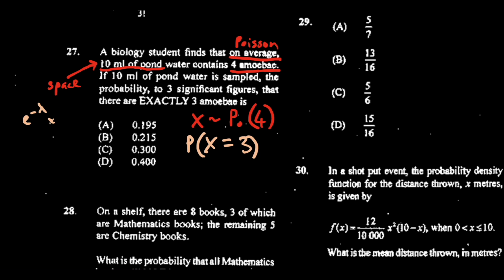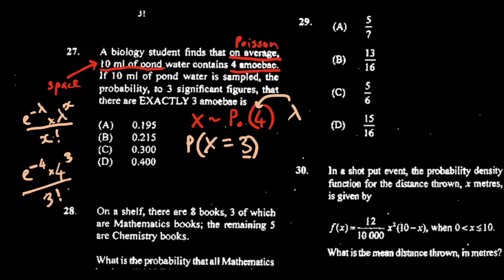We have this times to the power of, this time let's use it as X or R, whichever one you want to use, over X factorial. So in this case, e to the power of minus lambda, which is this 4 here. So it's e to the power of minus 4 times 4 to the power of 3 divided by 3 factorial. So when you look at this now, we would get in the calculator 0.1953 and so forth, but they said to 3 significant figures, so we count from the first non-zero digit, so we have 1, 2, 3, therefore it's 0.195.